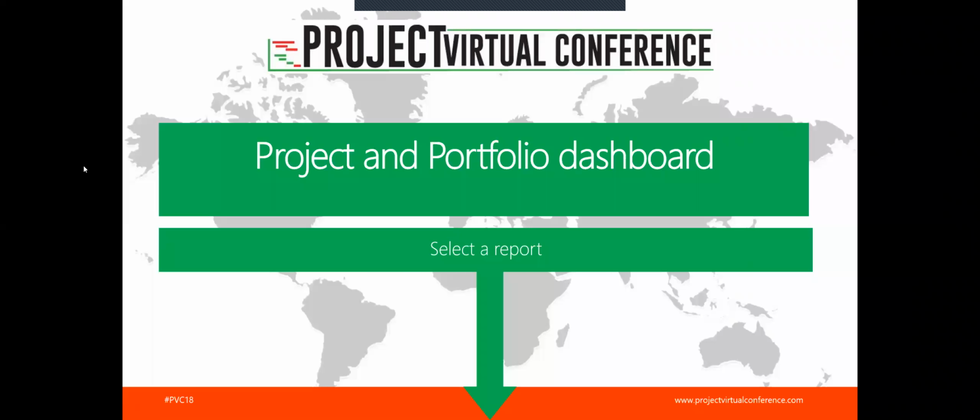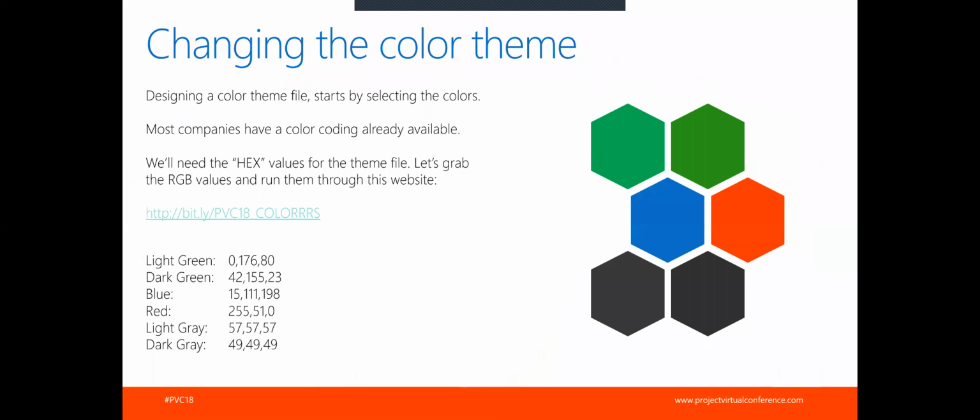So that's the part about changing the data source, so that you have your custom fields included in the content pack. Now, next step is a bit more complex, and we're even going to use some code where we're going to change the color scheme of our reports. And what I did is I grabbed the colors from the Project Virtual Conference, which is basically that light green. There's also some dark green, blue, red, and that nice little gray area.